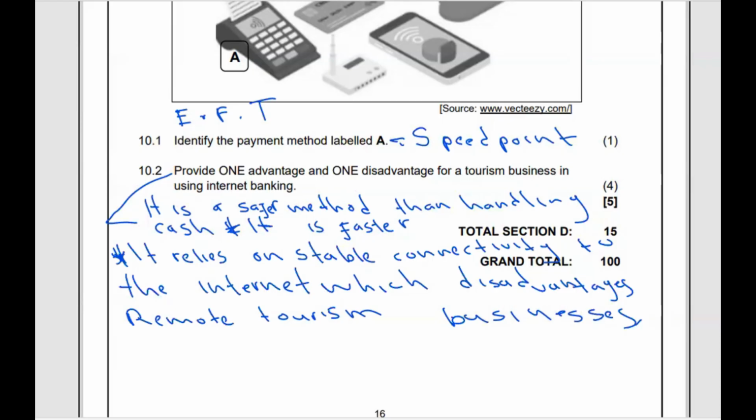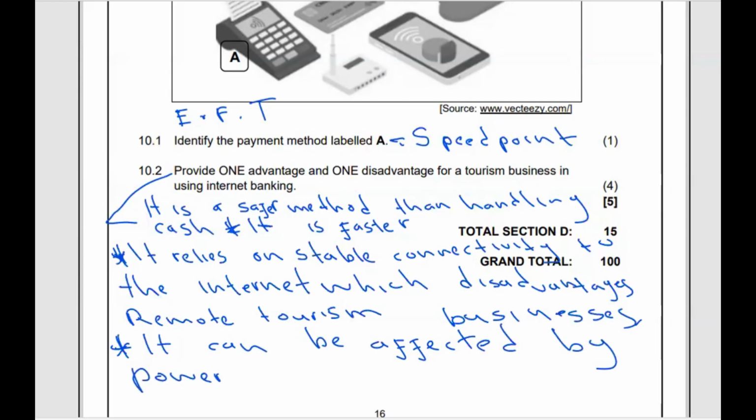Then in addition to that, it can be affected by power cuts, especially when we go through load shedding. Some payments might not go through, or you might not be able to transact at all because of power cuts. So that will be the second disadvantage.